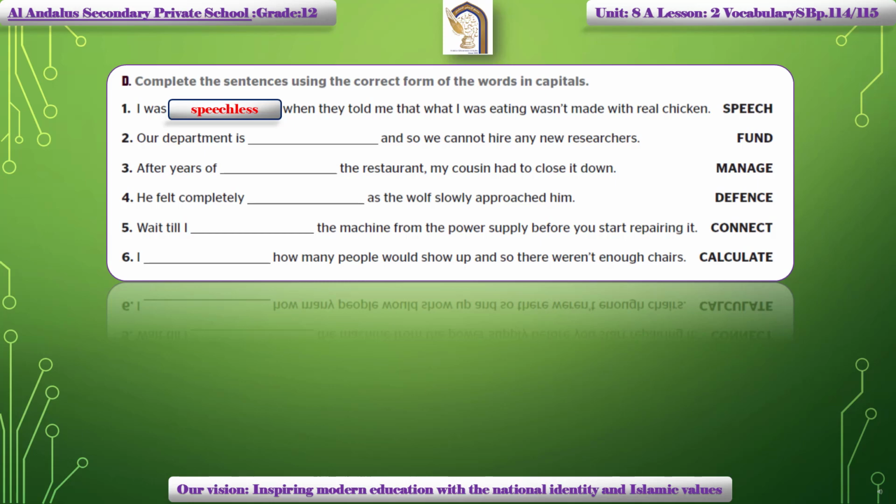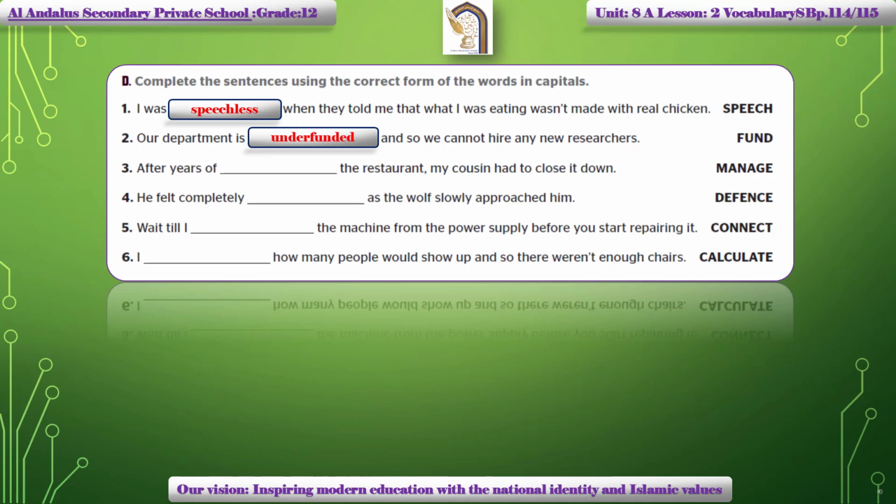Sentence 2. Our department is ___, and so we cannot hire any new researchers. The word is fund. Fund is the money that is given that you can run a certain business. That's right. Our department is underfunded. It does not receive enough fund. It receives fund, but it is not enough. So again, our department is underfunded, so we cannot hire any new researchers.